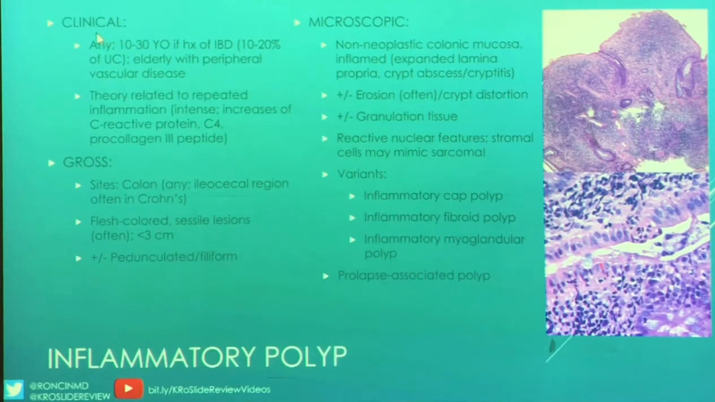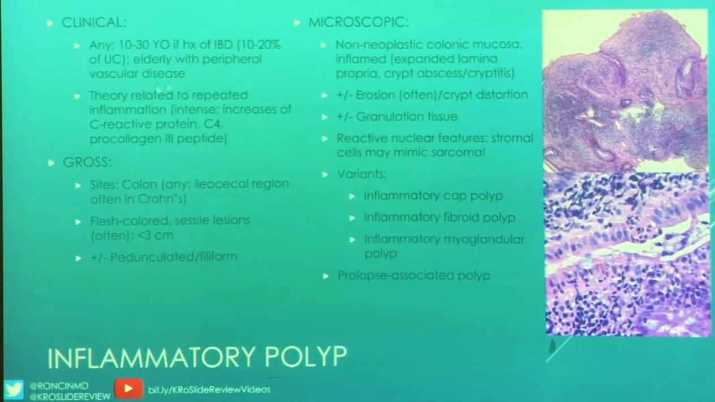They are relatively common. I should have put that above, but they can occur at any age, and they tend to occur between the ages of 10 to 30, especially in patients with history of IBD. They do occur in 10 to 20% of patients with ulcerative colitis. And they can occur in elderly patients with peripheral vascular disease as well. So you'll get GI biopsies all the time from someone in their 60s or 70s, and this was the only thing they saw, and that's okay.